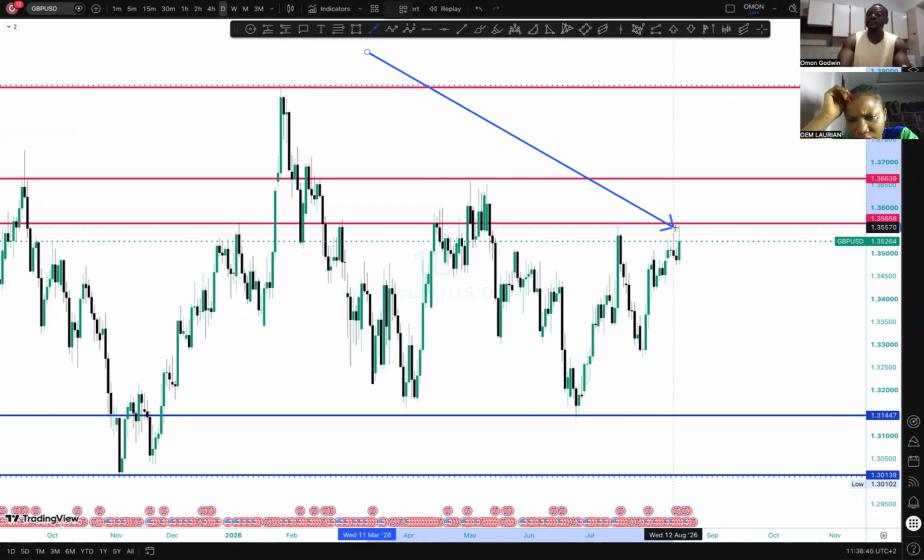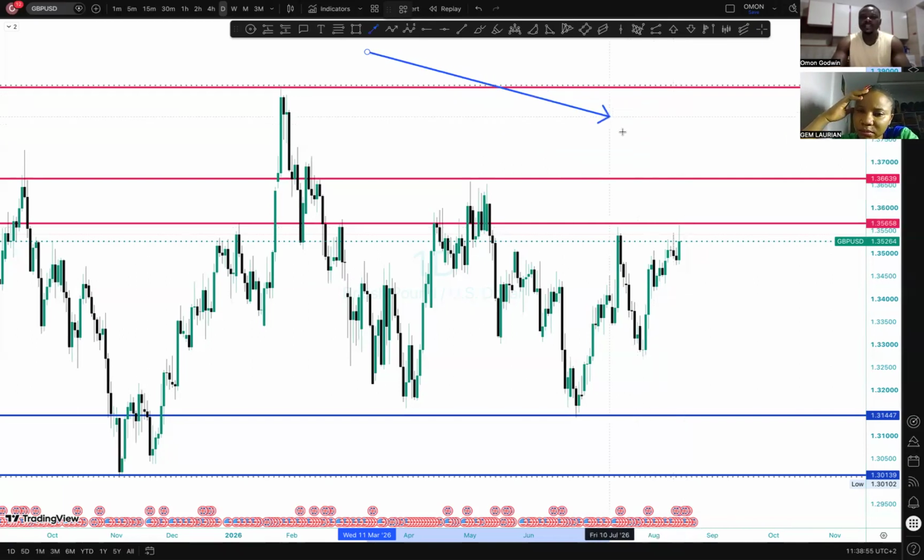I didn't say it's going to happen, because forex trading is a game of probability. Then another thing I would like you to pay attention to is this: always pay attention to your resistance zone. Why do I say so?